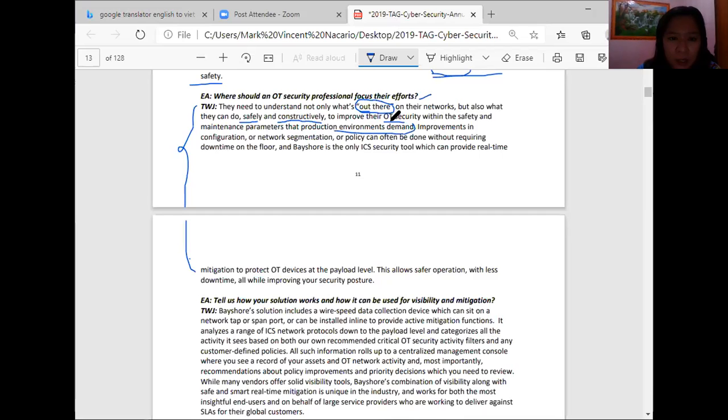So there is always a demand coming from outside. You need to improve configuration, network segmentation, or policy, which can often be done without requiring downtime on the floor. What is the meaning of downtime in IT words? It is a very important keyword in IT.